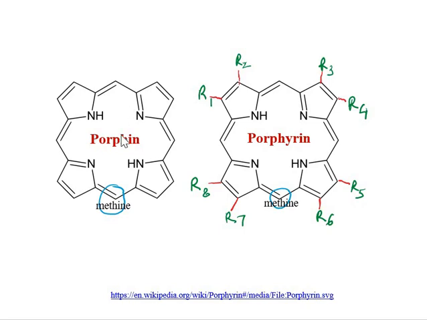Okay, first this is porphin without any substituent. With substituents, it is porphyrin. And when a metal cation attaches to this, then this is called metalloporphyrin.